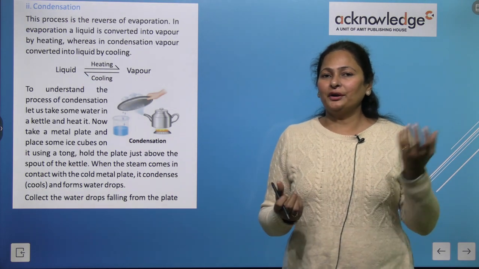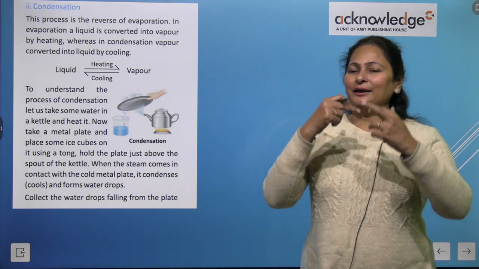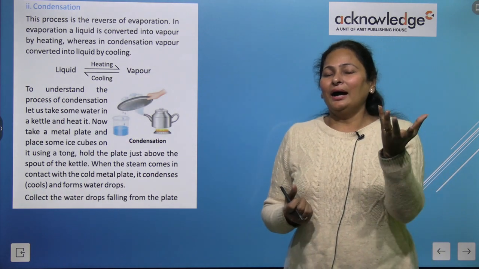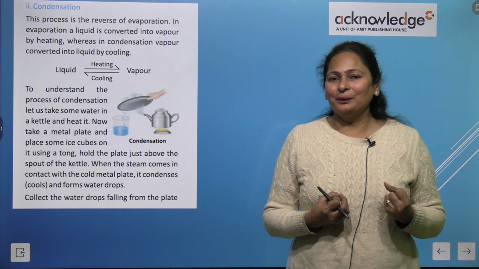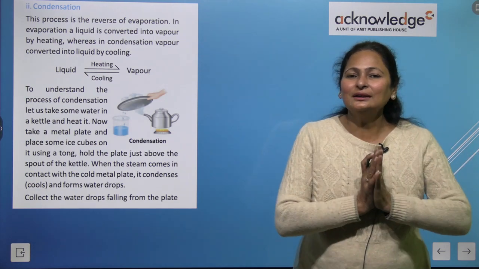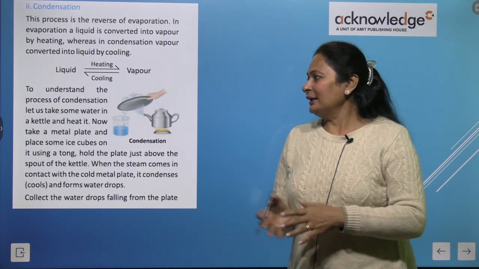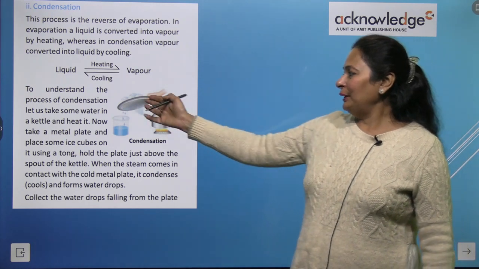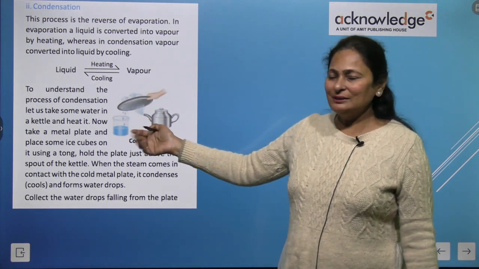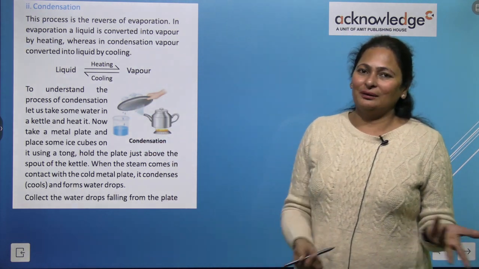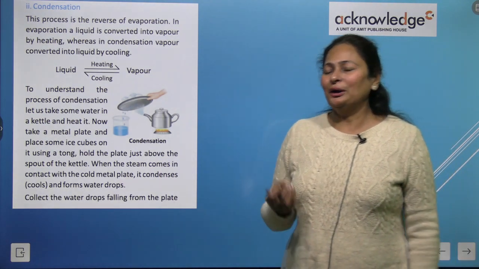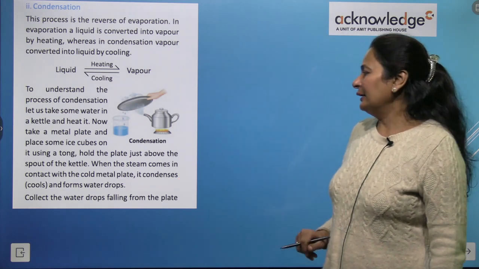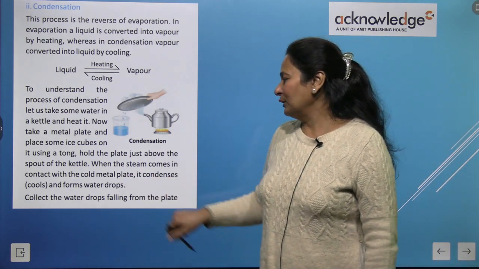Similarly, this happens in the water cycle, right? Water gets evaporated with the help of sunlight. It goes up, condenses, and changes into droplets, and it forms the clouds, right? After that we see precipitation. Water vapor is changing into liquid, right? It condenses, cools and forms water drops.